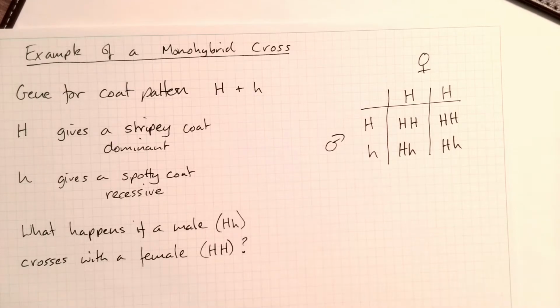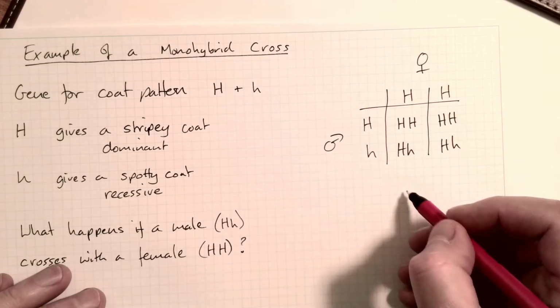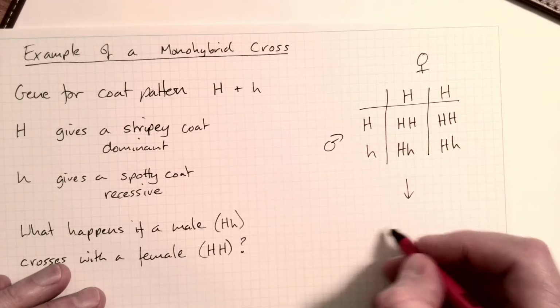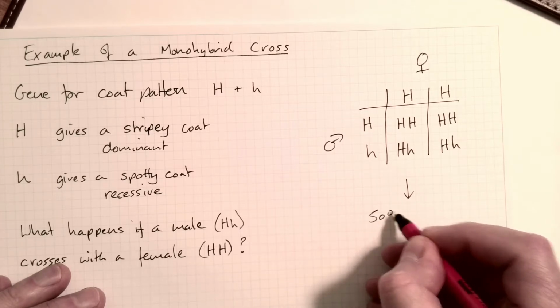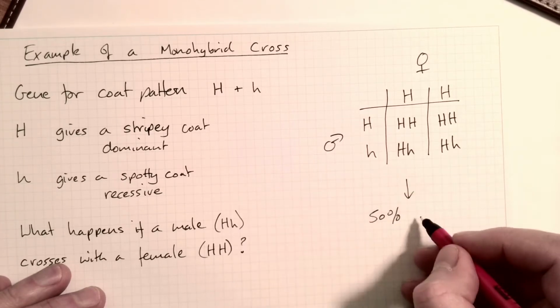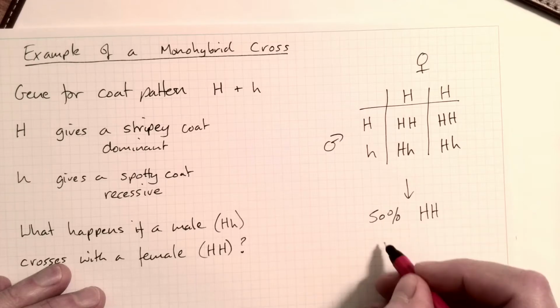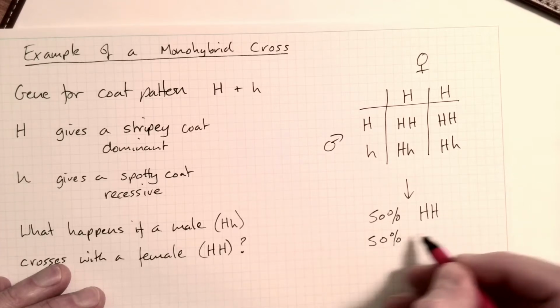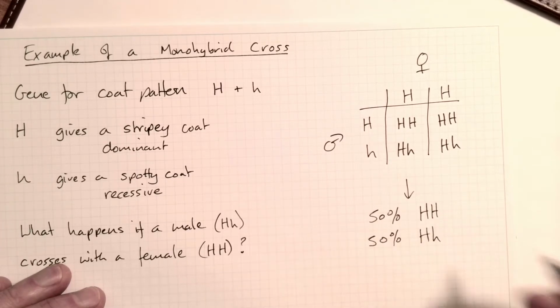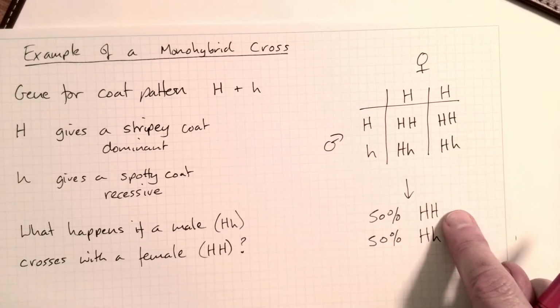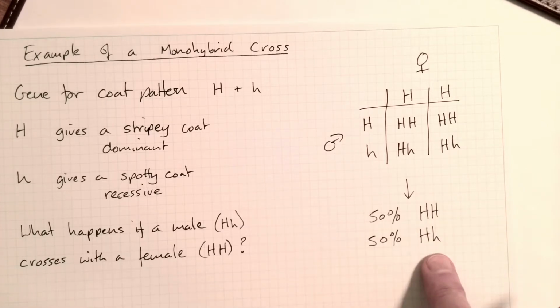So what we would expect in this cross is 100%. So we'll get 50%. Let's talk about the genotypes first. 50% big H, big H and 50% big H, little h. So we're 50% homozygous dominant and 50% heterozygous. What are the phenotypes though? The phenotypes will be 100% stripy.